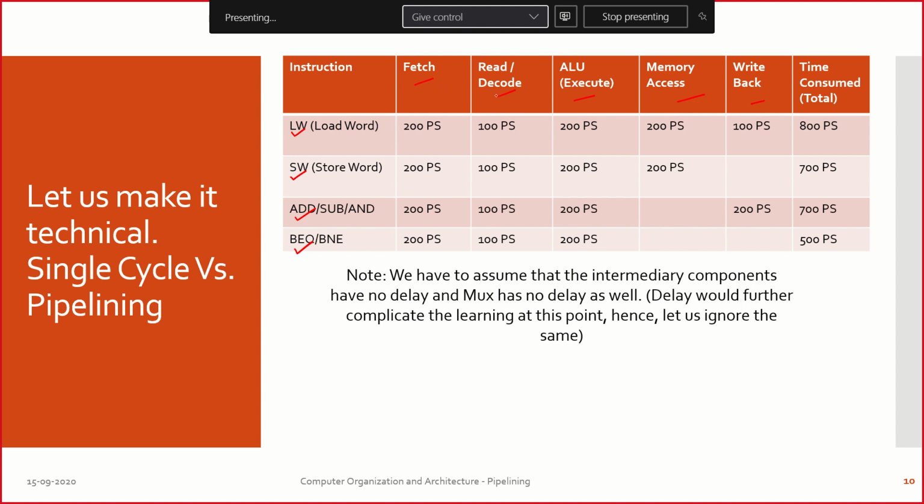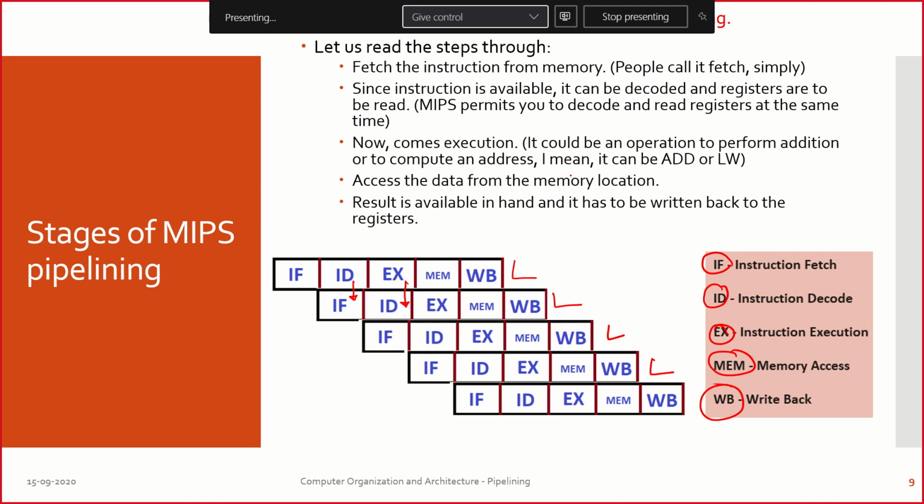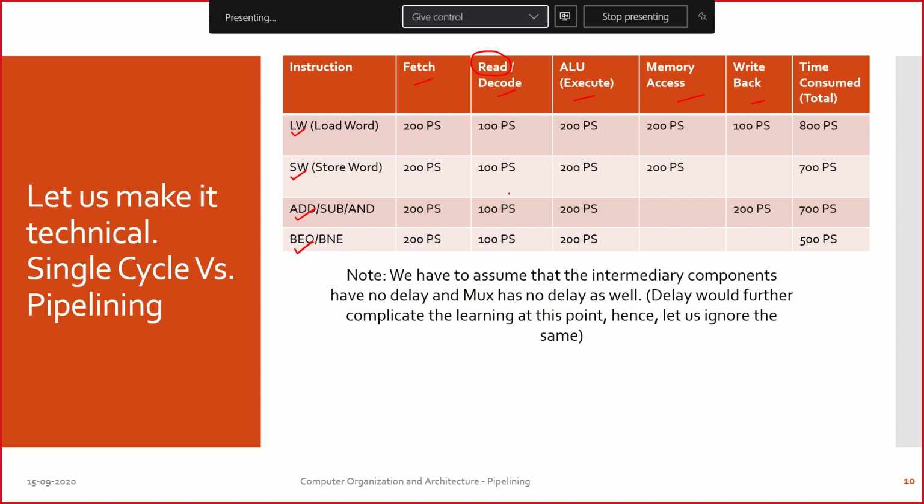Now fetch, decode. You can see that the decode stage can also permit you to read. That's what I told you here. Remember it, MIPS always permits you to decode and read registers at the same point of time. MIPS always permits you to do that. Remember it without fail. This is the most important point to be remembered. Now it can be read or it can be decode. It can happen together.